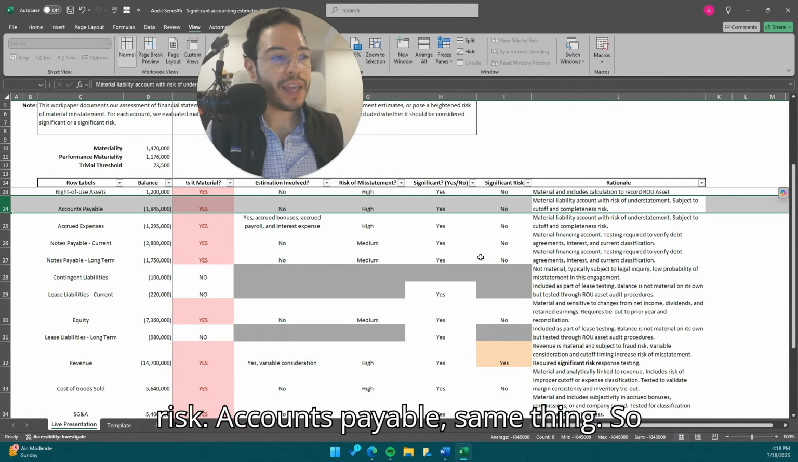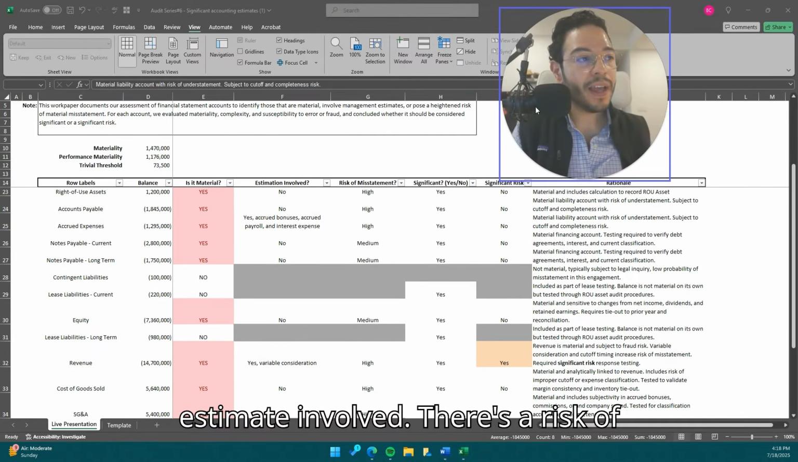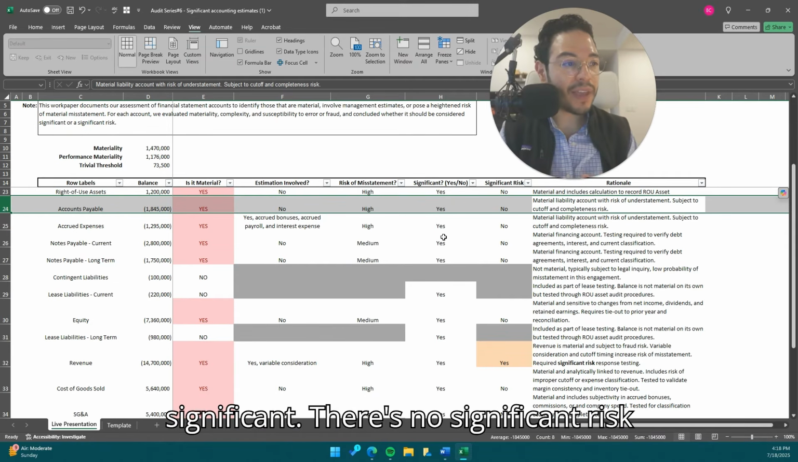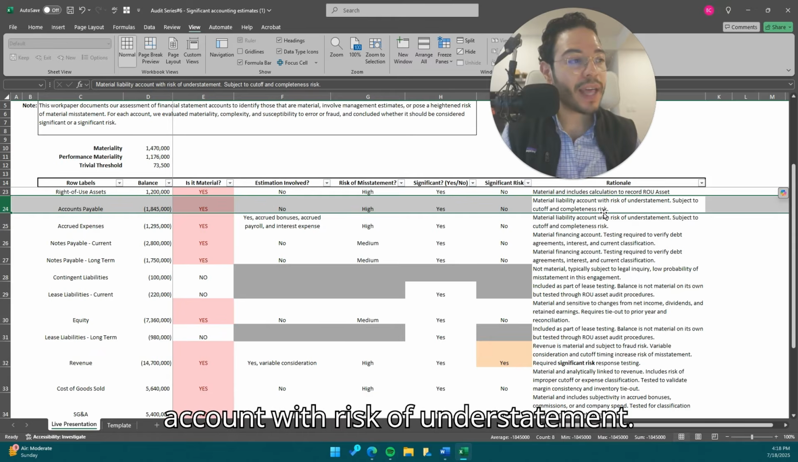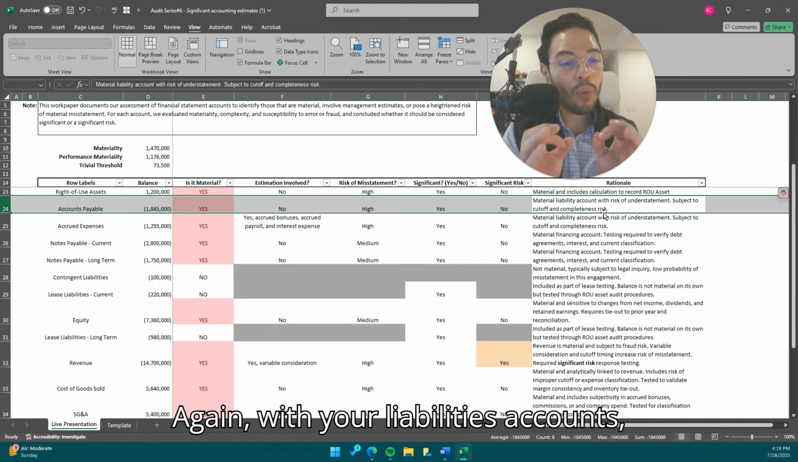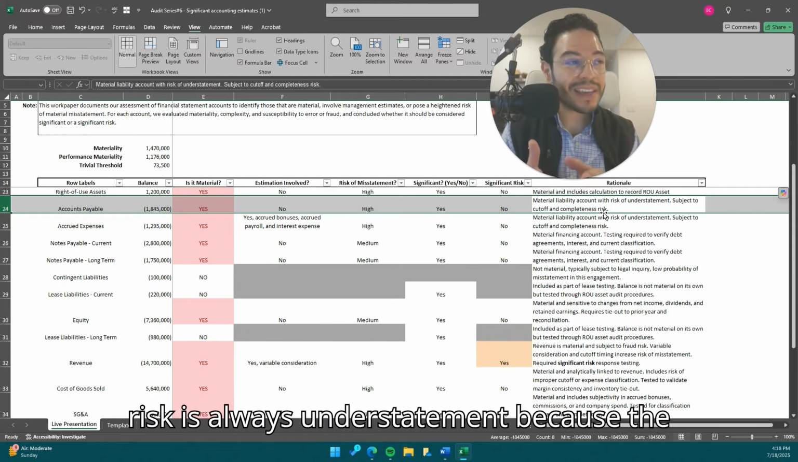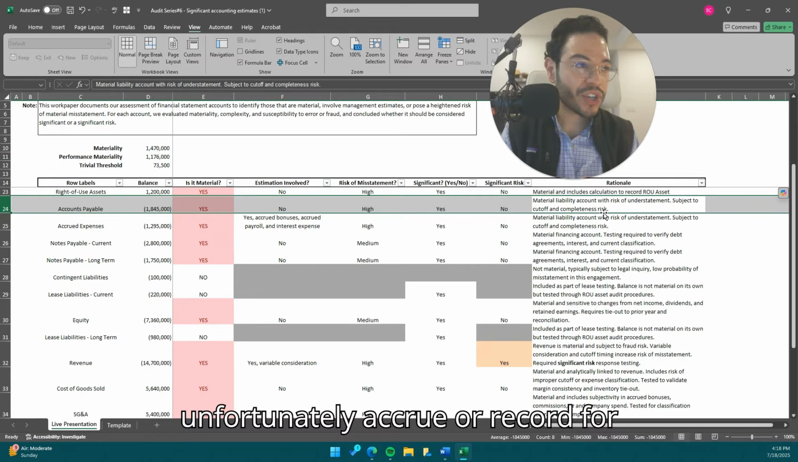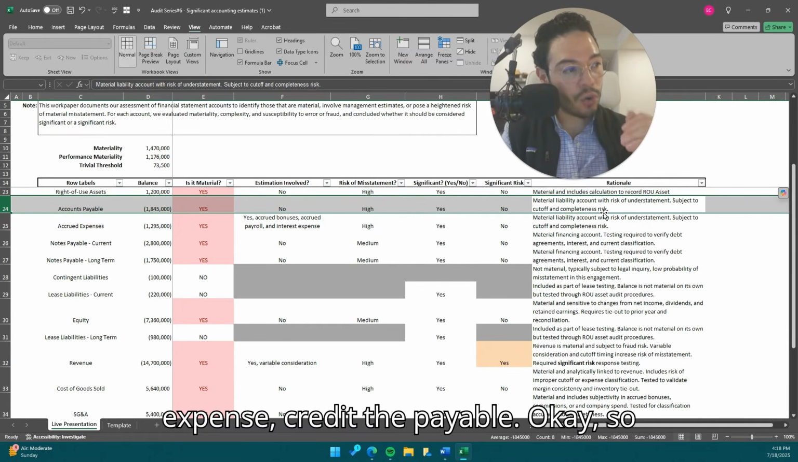Accounts payable, same thing. So accounts payable is material. There's an estimate involved. There's a risk of misstatement and risk of misstatement, significant. There's no significant risk. And we said it's a material liability account with risk of understatement. Again, with your liability accounts, the risk is always understatement, because the risk is that the company unfortunately didn't accrue or record for something. And that's essentially debit expense, credit the payable.